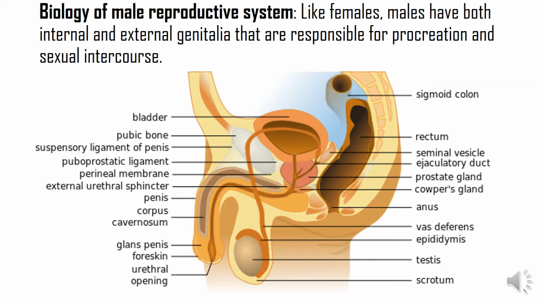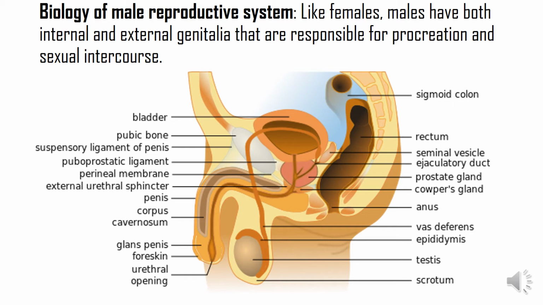In biology, we have a male reproductive system. Like the female's, it has both internal and external genitalia that are responsible for procreation and sexual intercourse. We have the sigmoid colon, rectum, seminal vesicle, ejaculatory duct, prostate gland, Cowper's gland, anus, vas deferens, epididymis, testes, and scrotum, the protective covering for the testicles.